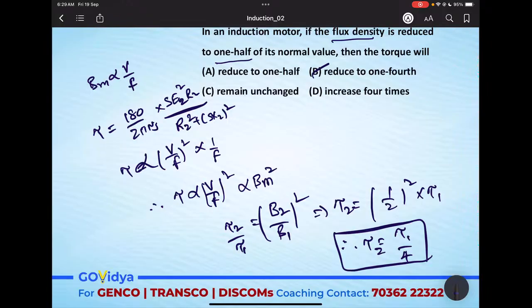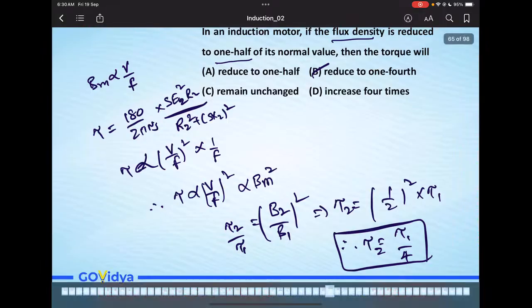So in an induction motor, if the flux density is reduced to 1/2 of its normal value, then the torque will be T1 by 4. The question is simple, but they are asking indirectly. We need to understand that. We derived the relation between flux density and torque, and from there we calculated the torque. Sometimes the questions will be like this, but if you are strong at basics, you can easily solve the question. Don't get confused. Let's move on to the next question.